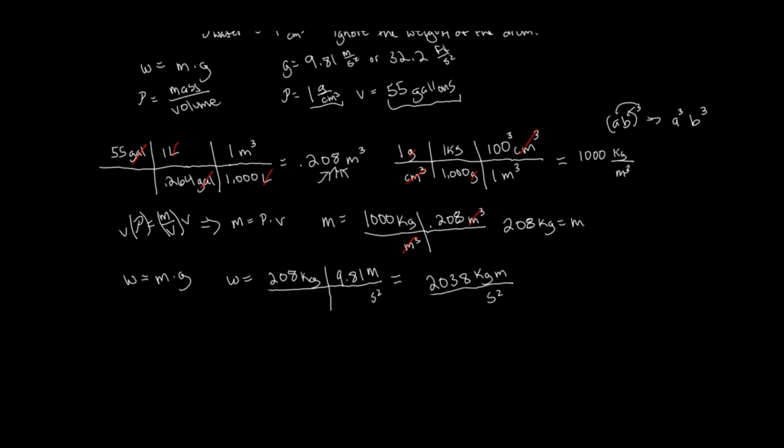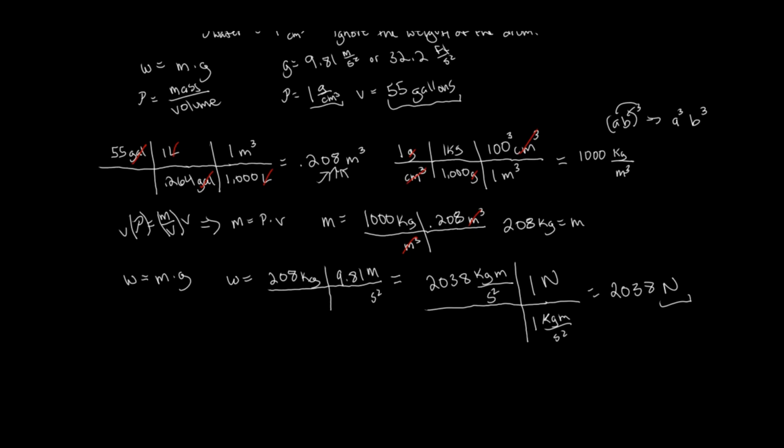And what do we know about that? We know that, matter of fact, let me bring this back, per second squared. And we know that, we're going to do it right here, this conversion, 1 kilogram meter per second squared is 1 Newton. So that's going to give us 2038 newtons. And now we have our weight, but it's in the form of newtons, and our question called for pounds force.